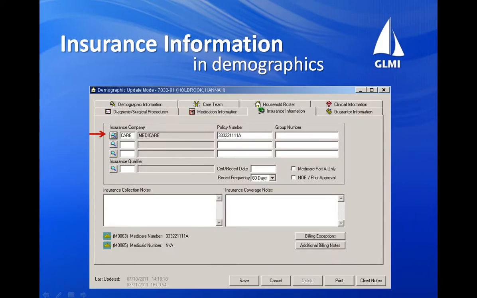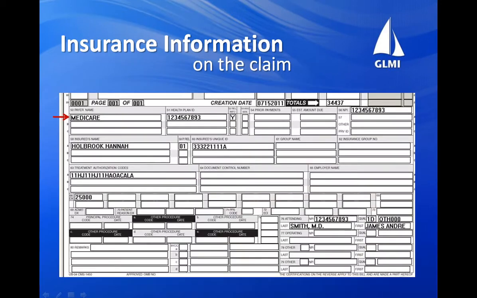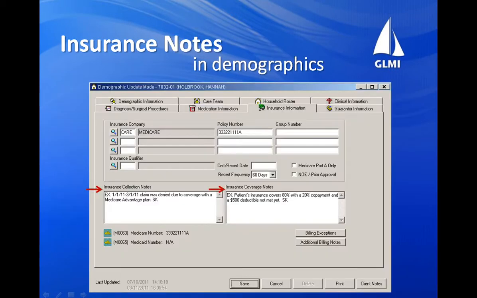Now let's move to the insurance information. You can see here that we've entered Medicare for our patient's primary insurance. If the patient had any additional insurance, they would list them below here. Next, you have the patient's policy number, and then for commercial insurance, you would enter the group number. At the top of our screen here, you can see on the claim where the patient's insurance information pulls from demographics. Now let's look down at insurance notes.